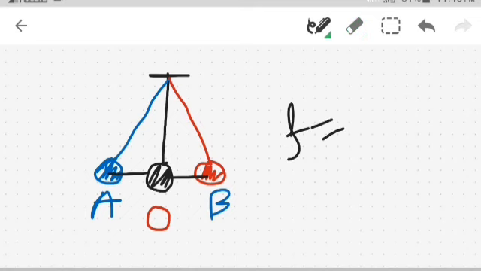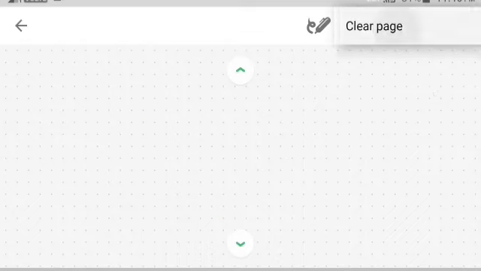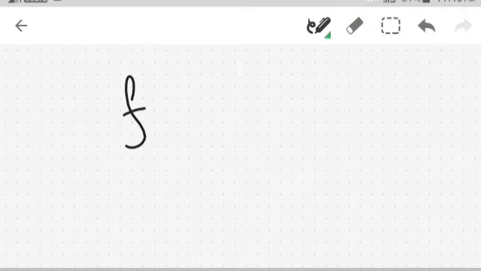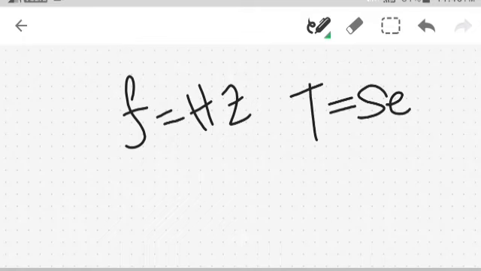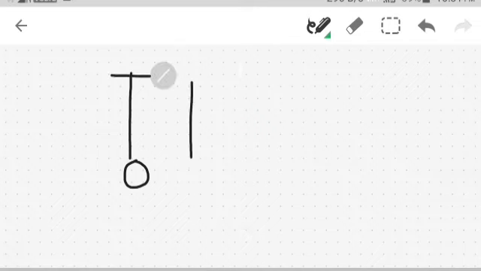Frequency is inversely proportional to the time period. And another thing, the unit of frequency is Hertz and the unit of time period is second. Actually, frequency depends on the length also. For a pendulum, if we increase the length, the frequency decreases, and if we decrease the length of the pendulum, I mean of the thread, then the frequency increases.